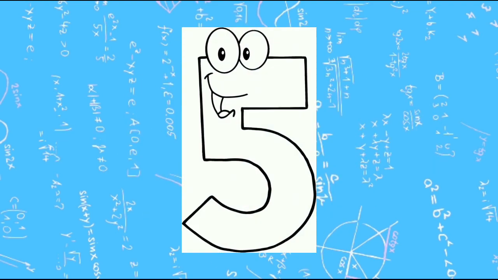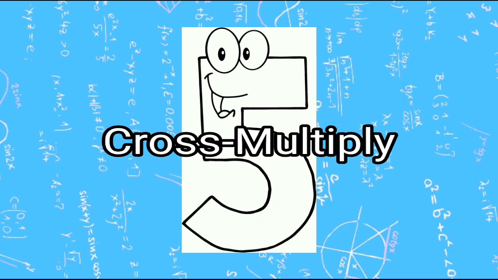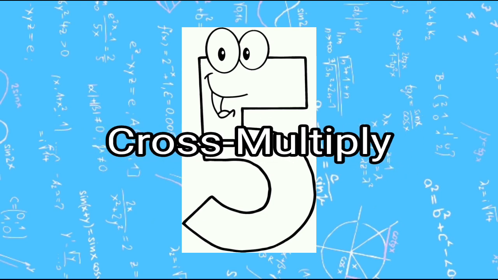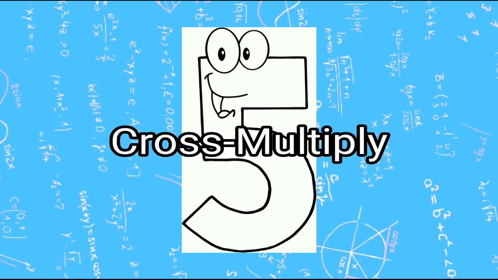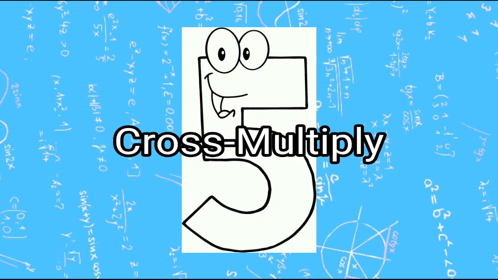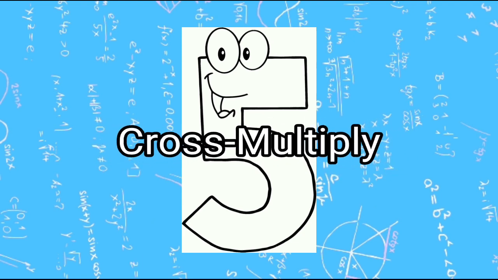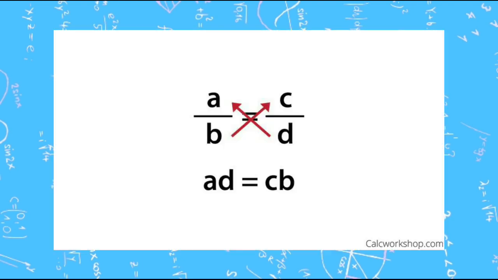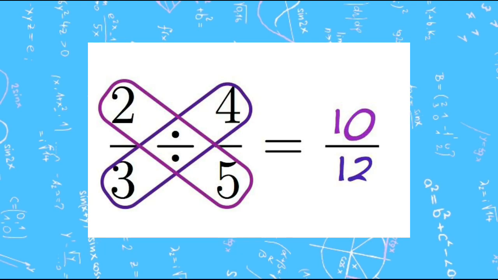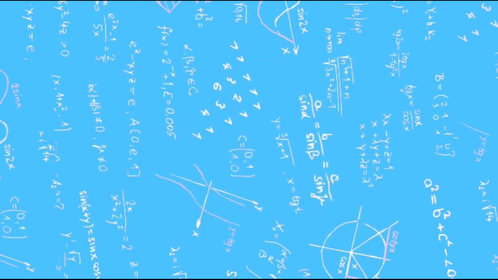And lastly, we have number 5, the cross multiply. This is a common mistake of most of my students. It's because they don't know when to use the cross multiplication method. I have here a picture to sum up the cross multiplication process. It is used in proportion and also in dividing fractions. I have here another examples to further clarify how to use cross multiplication.